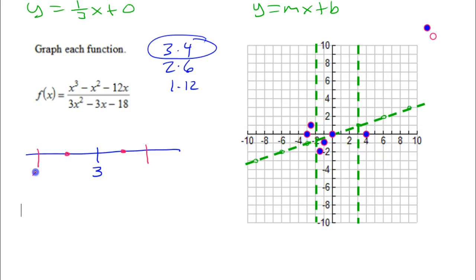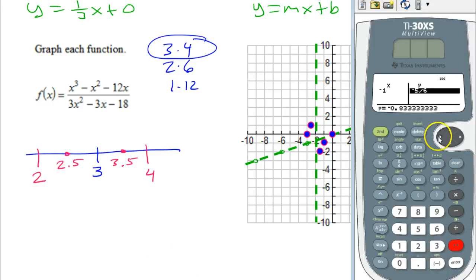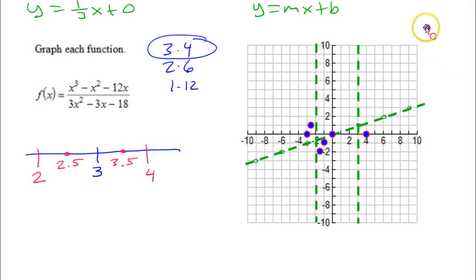If I go to the left, I've got 2. If I go to the right, I've got 4. Between 2 and 3, I have 2.5. Between 3 and 4, I have 3.5. So looking at the pink values here, these are the 4 values that I'm going to need. Let's start with 2. All right, that's 1.7. So 2 comma 1.7, which is going to be right about there.